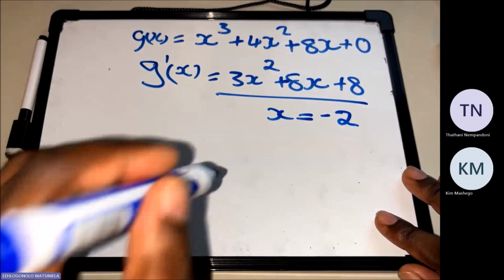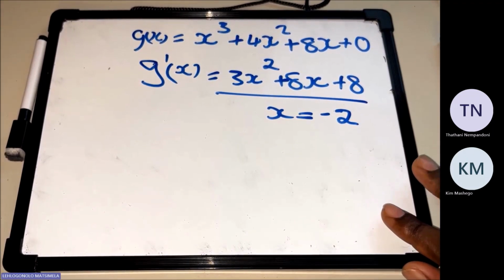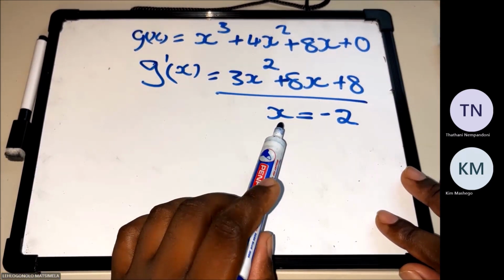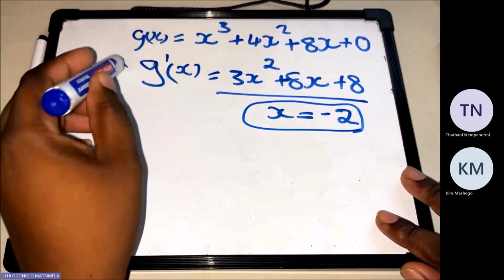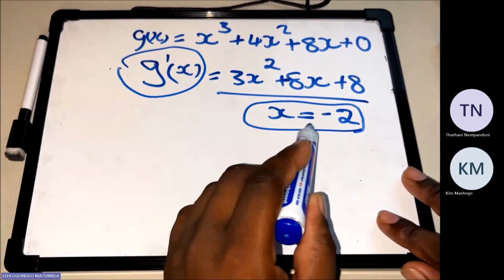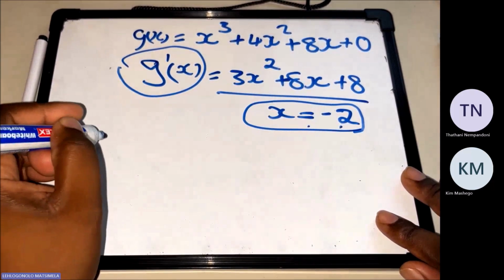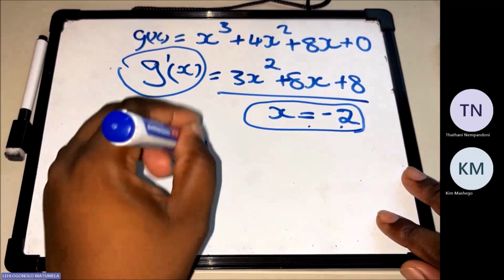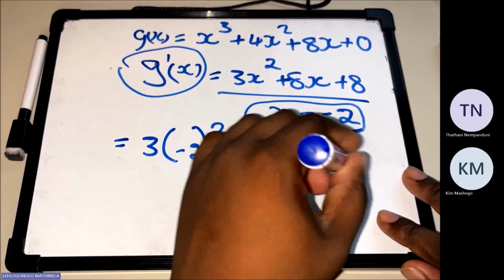Now they say find the value. Find what? Find the value. Now it means we are going to substitute wherever there is x on the first derivative, which is this one. Wherever there is x, we will put minus 2, and then we want the value. Then we will get the value, which is equal to 3 into brackets minus 2 to the power of 2 plus 8 into brackets minus 2 plus 8.